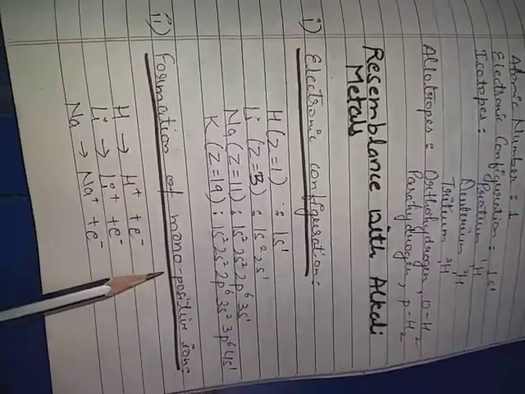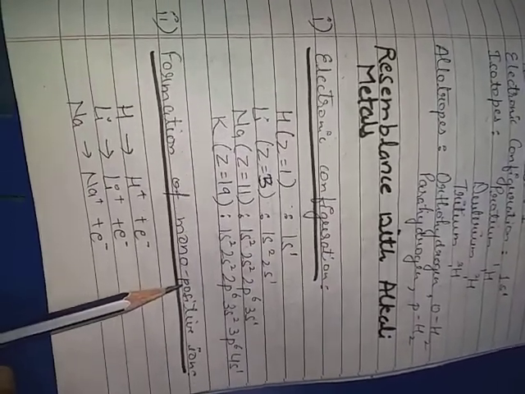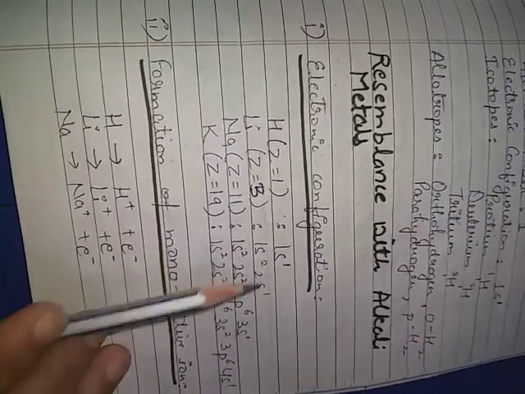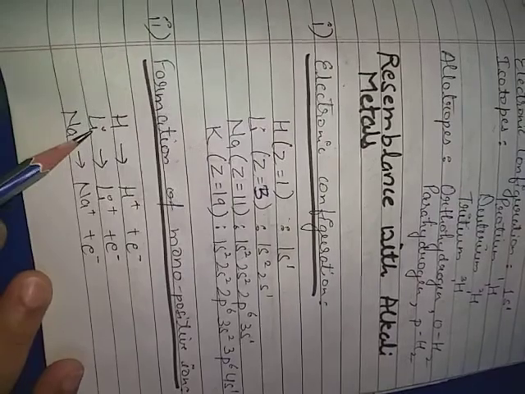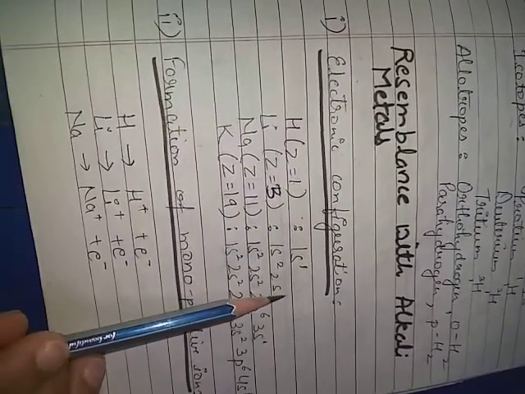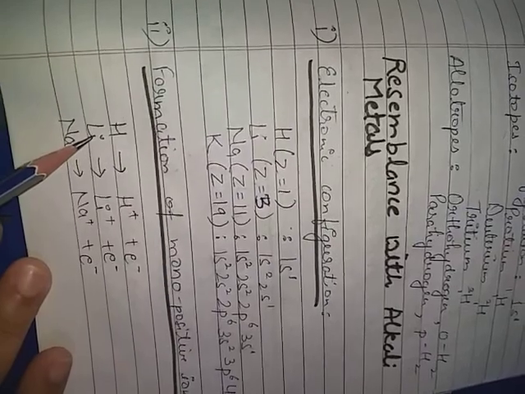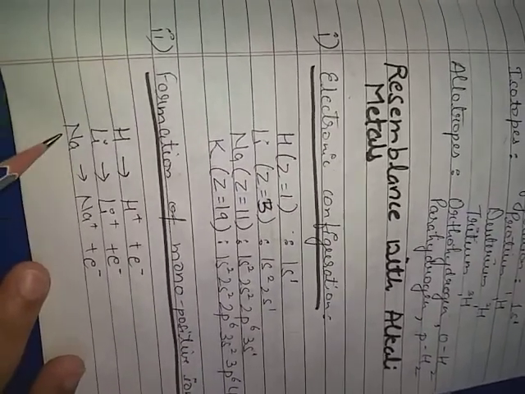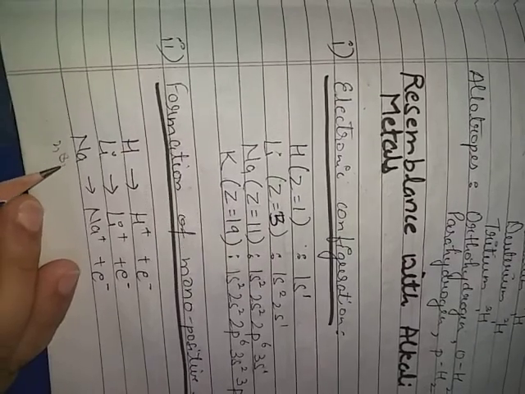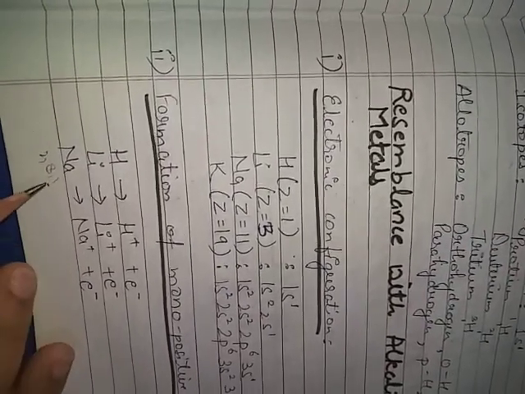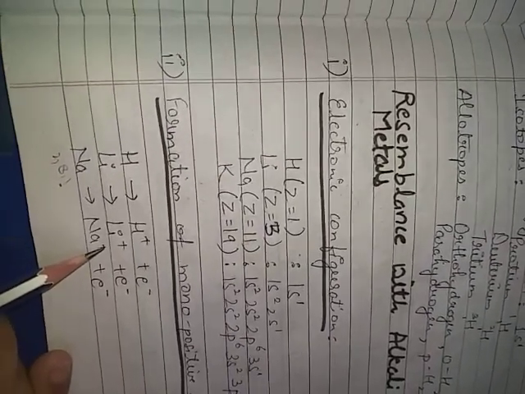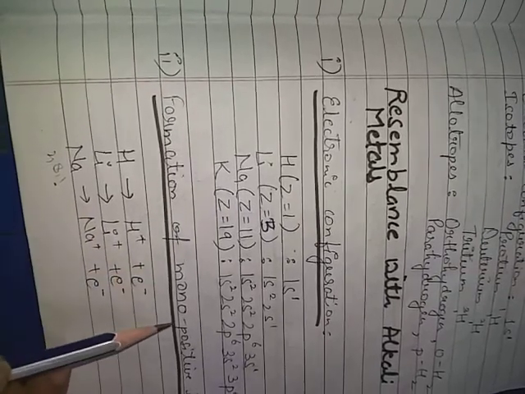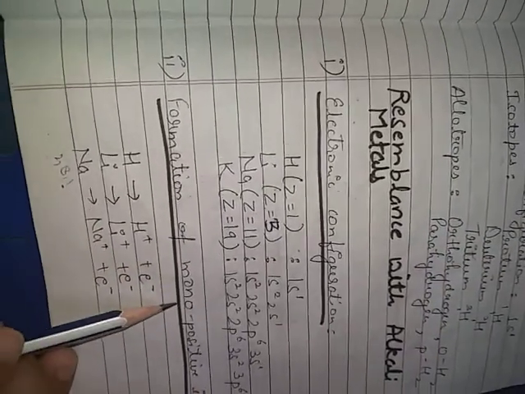Now, formation of monopositive ion. Mono means plus 1, positive. Like hydrogen, if it removes this electron, it will form the H plus ion. Lithium has 2s1 electronic configuration, and it will lose that 1 electron and form Li plus. And sodium, in a similar way, has electronic configuration 2,8,1. If it loses this 1 electron, it will attain stability and form the Na plus ion. So hydrogen forms a monopositive ion which is similar to lithium and sodium.